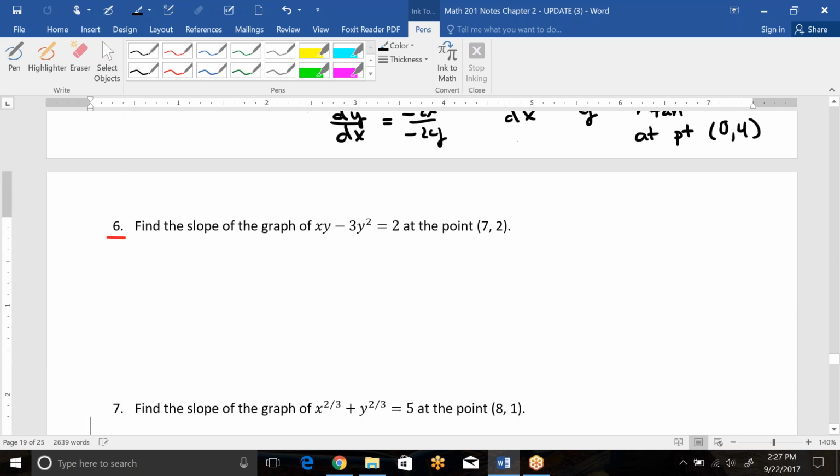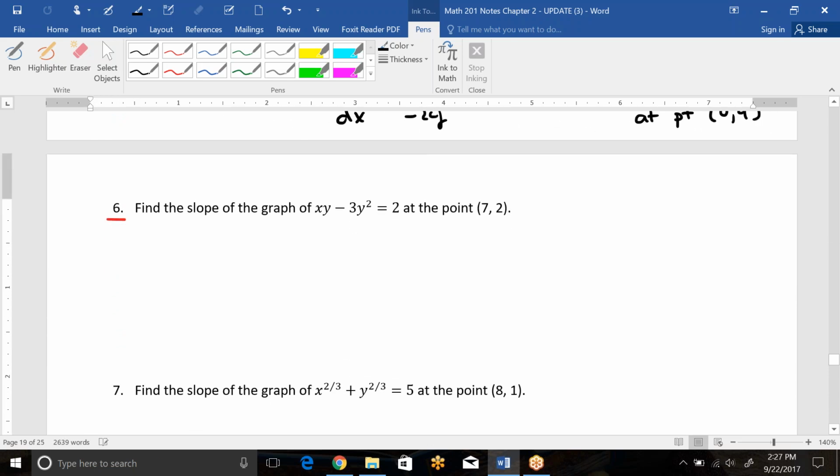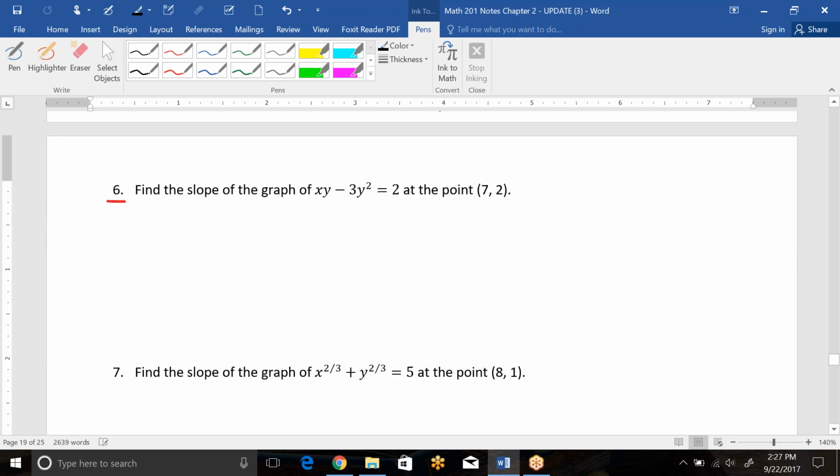Okay, let's look at number 6. Because I believe, yes, we did number 7 in class, so we're going to look at number 6. Find the slope of the graph xy minus 3y squared equals 2 at the point (7, 2). Now we're going to take the d/dx, and I'm going to write this one out with every term because there is something a little bit more complicated about this one.